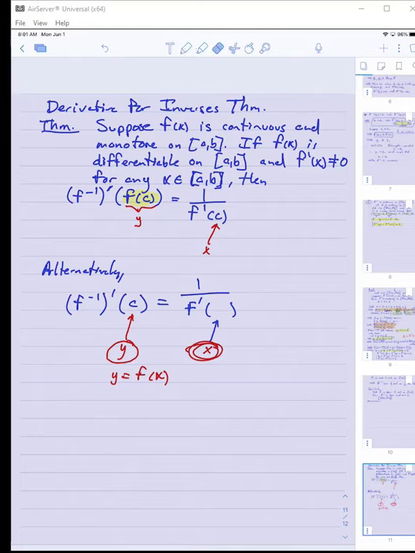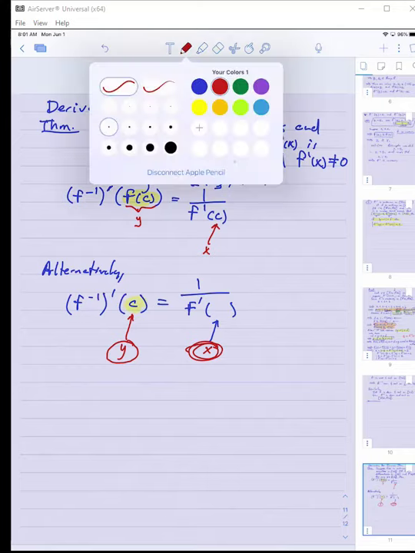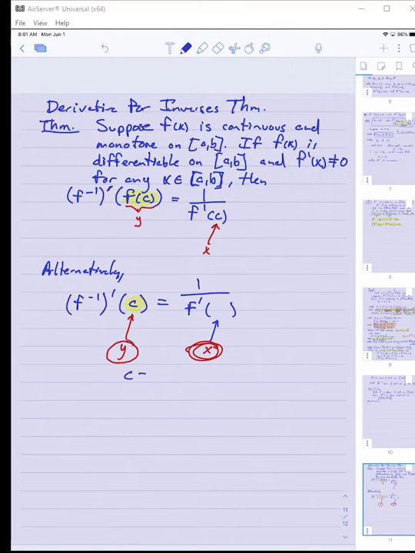So in this case, what is the y value that I'm putting in right here? It's c, which means c should be equal to f of something. Let me call it e. Okay, so what would e be? It would be f inverse of c. And that's the number that should go right here.